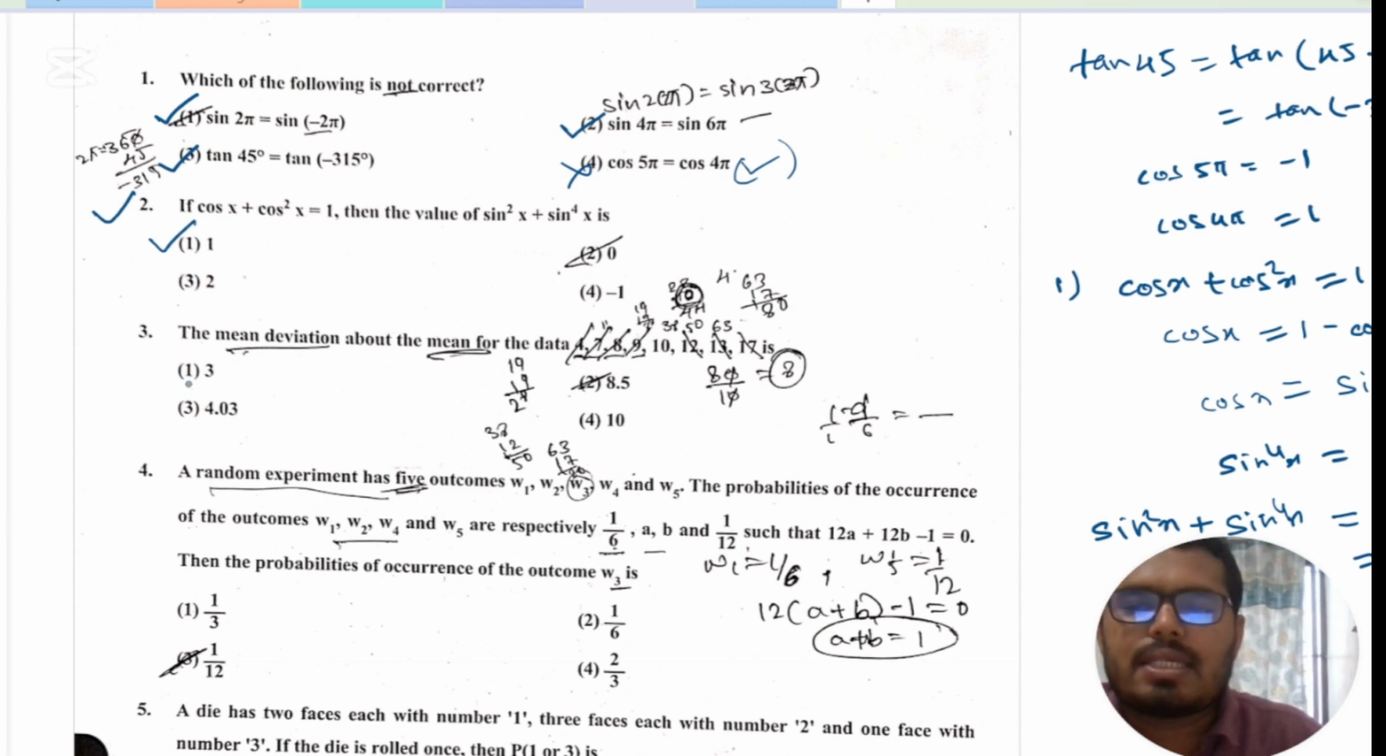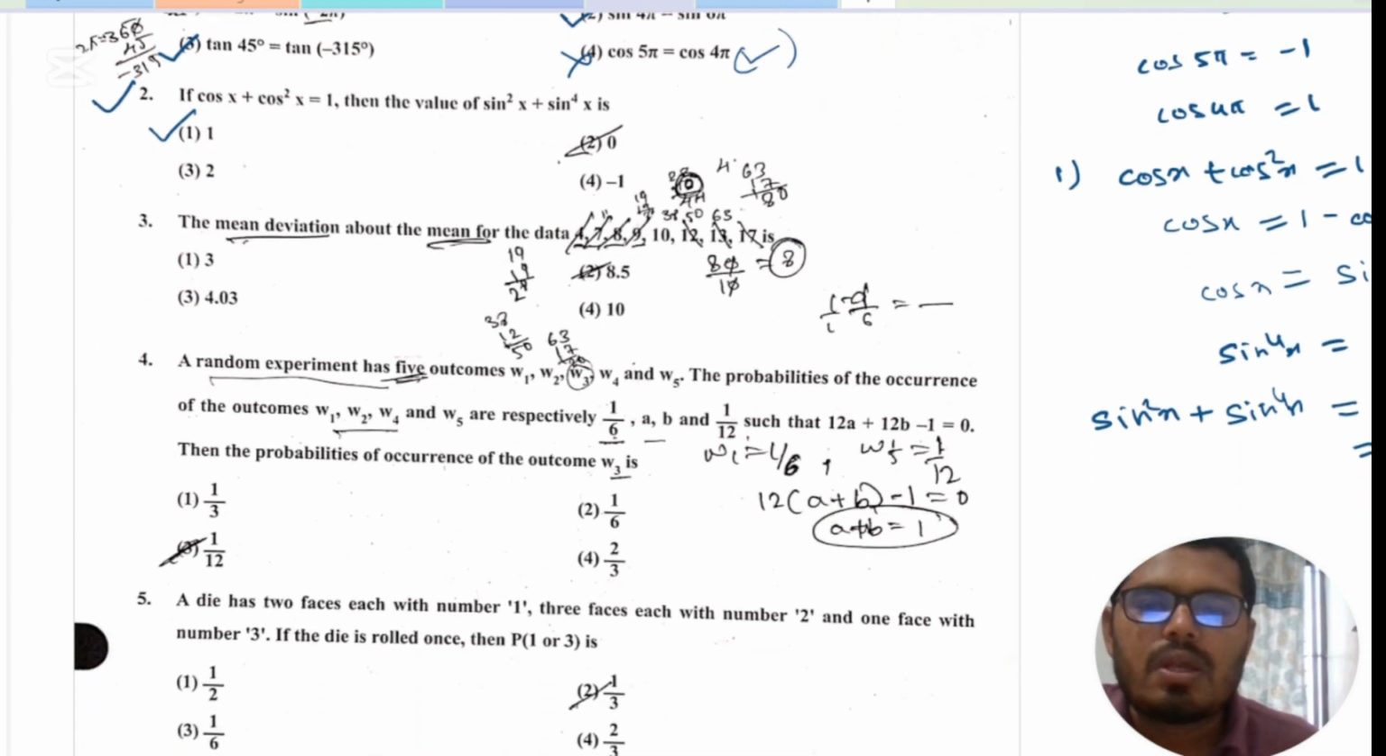Okay, next is the third question. The mean deviation about mean for the data. The data is given: 4, 7, 8, 9, 10, 12, 13, 17. There are 8 observations. Then they asked you mean deviation about mean. First of all we find out the mean here. Mean is equal to the sum of all observations divided by the total number of observations.